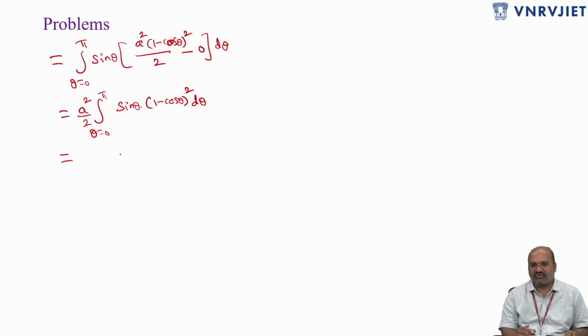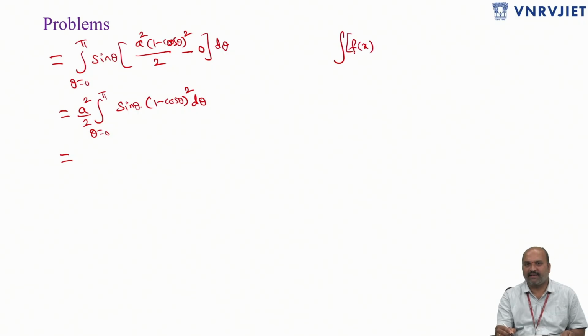We can use the substitution method also: 1 minus cos theta equals t, and you can proceed. But I'm not using the substitution method, since we have a direct formula. I'm writing the formula here. The integral of f of x whole to the power of n into f dash x dx equals f of x to the power of n plus 1 divided by n plus 1.